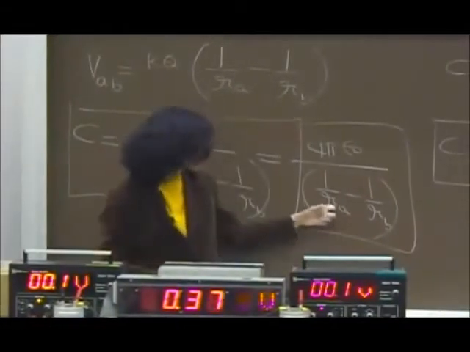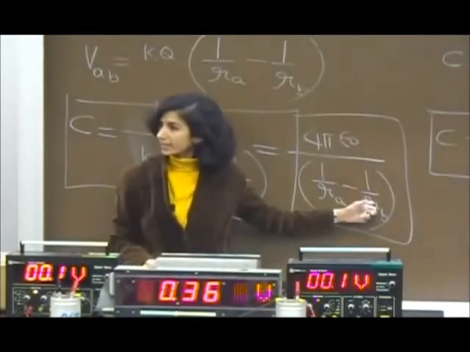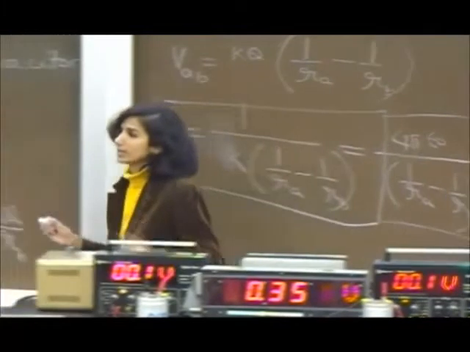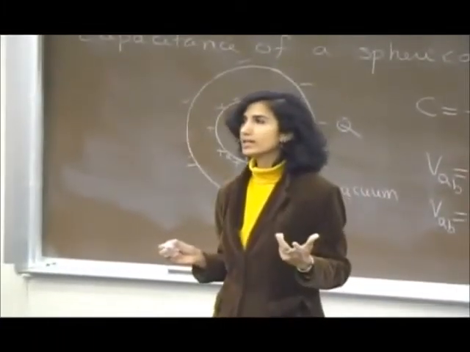So this is the capacitance of a spherical capacitor, and you can see, just like somebody just pointed out, it should depend only on the geometrical properties of the capacitor, and it does depend only on RA and RB. Is there any question about this?